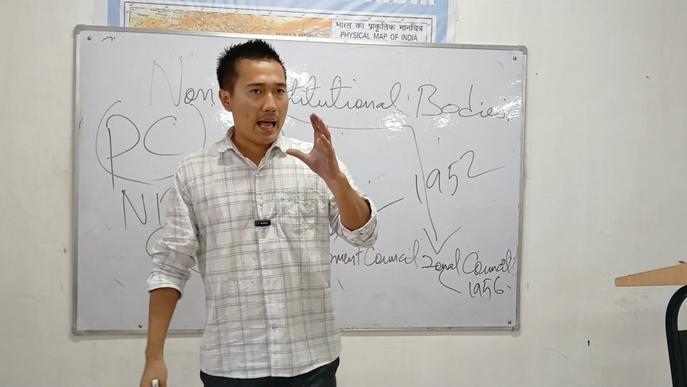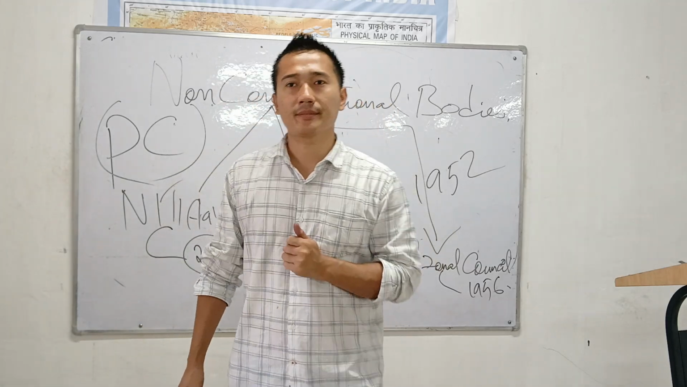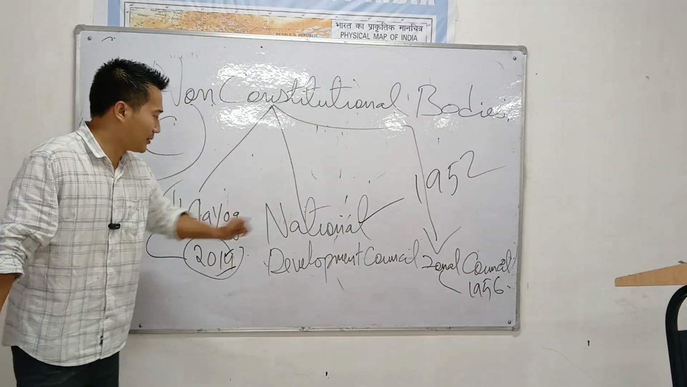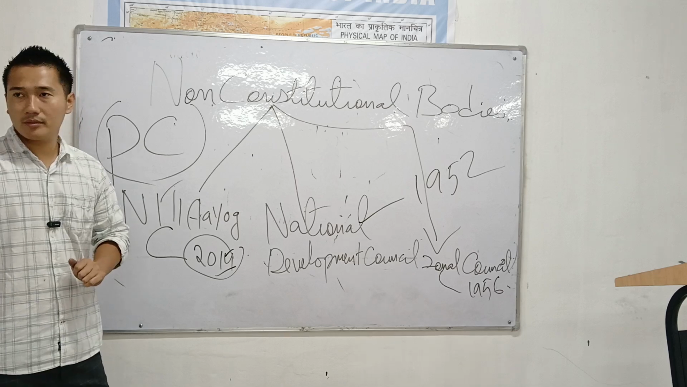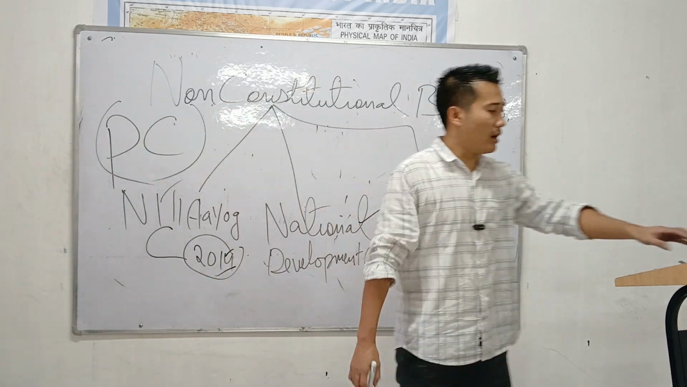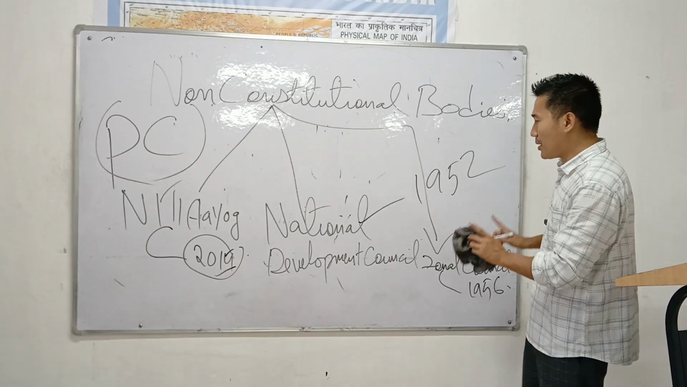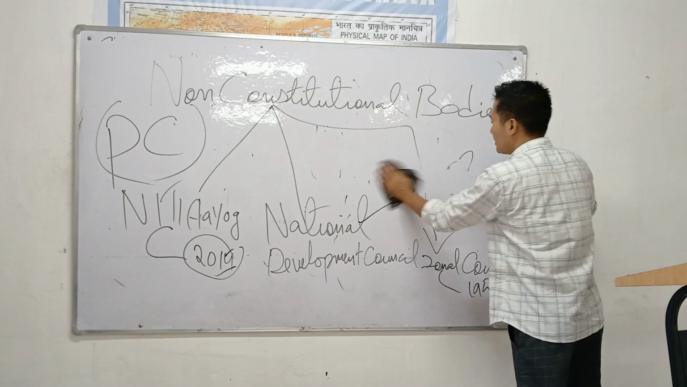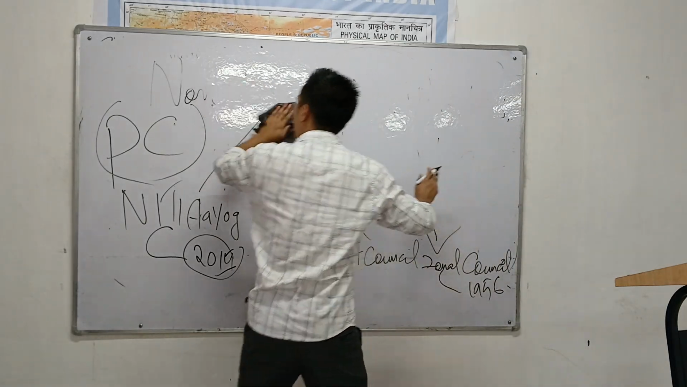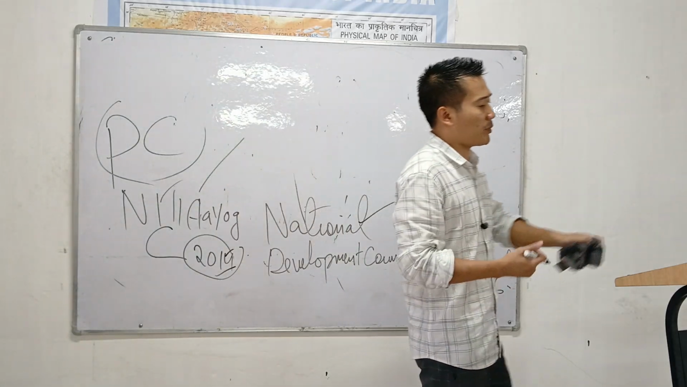So these are the basic non-constitutional bodies which we are going to study today. We will see why we have these bodies, for what reason. Why NDC, why NITI Aayog, or why the Zonal Council. Today I am going to give you the compositions, powers and functions. But in basic, I want to highlight one point. Remember, these are the three non-constitutional bodies which can be asked.